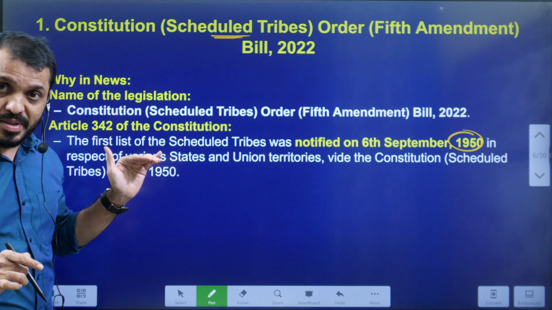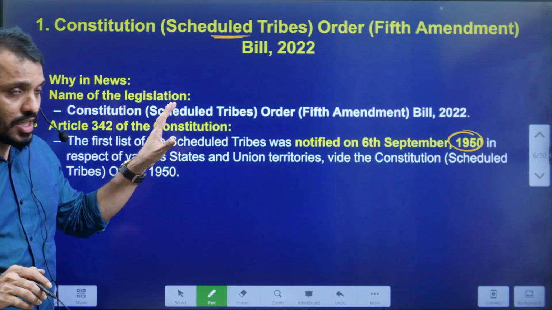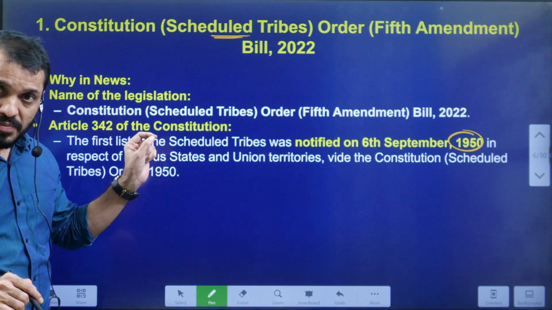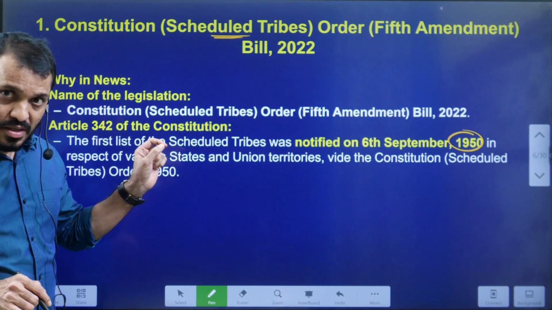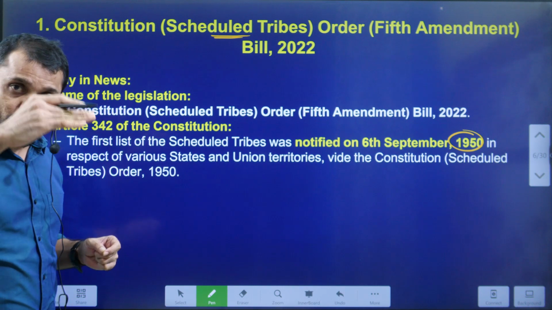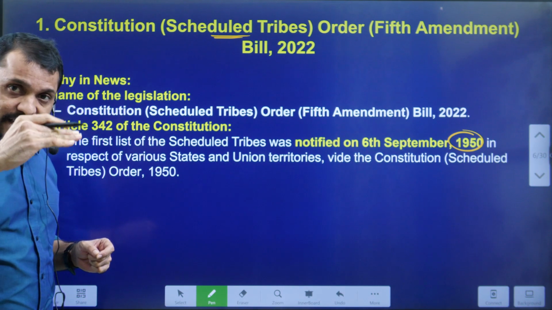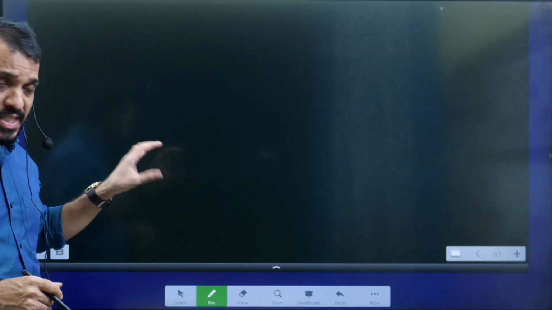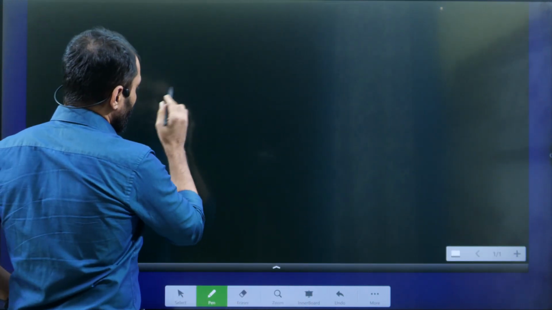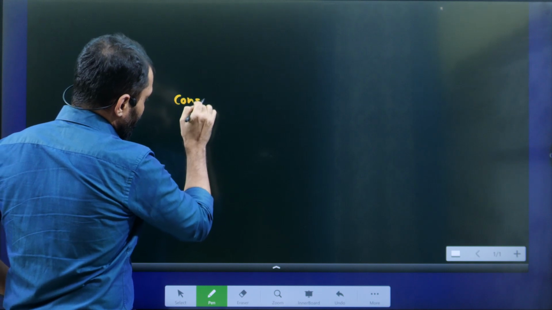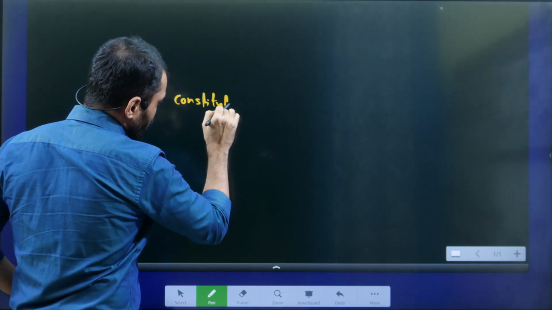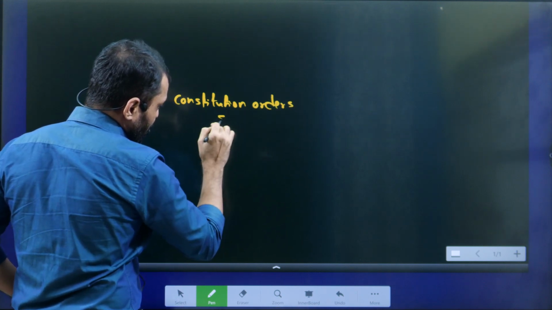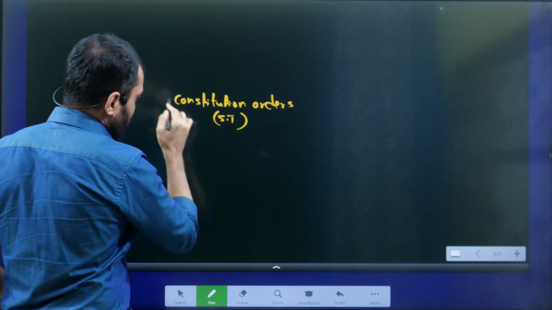The Indian Constitution has so far been amended 105 times. It is not related to a Constitution amendment. It is only related to the Constitution ST order. This order includes the list of communities which are going to be included in the ST list. First, you have to understand certain basics regarding this. We are discussing Constitution orders. These Constitution orders are related to whom? Related to ST, Scheduled Tribes.